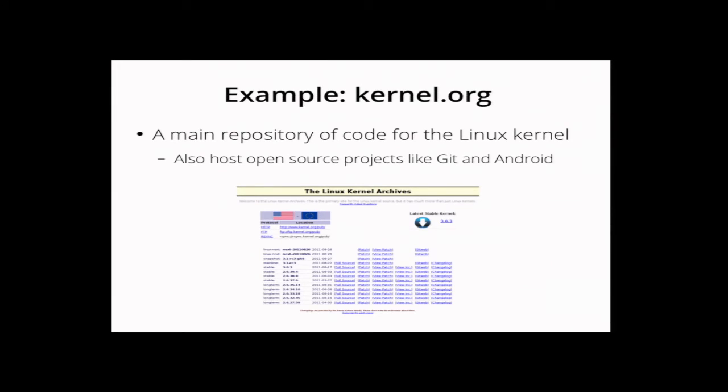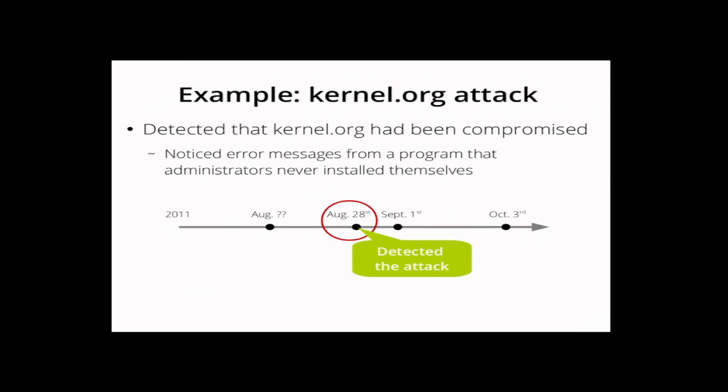The kernel.org is the main repository of code for the Linux kernel. It hosts a lot of open source projects, including Git and Android at the time. And this is a timeline of the kernel.org attack. On August 28th, the administrators detected that kernel.org had been compromised by an attacker because they noticed some weird error messages from a program that they never installed themselves. After they found these error messages, they started investigating the attack.